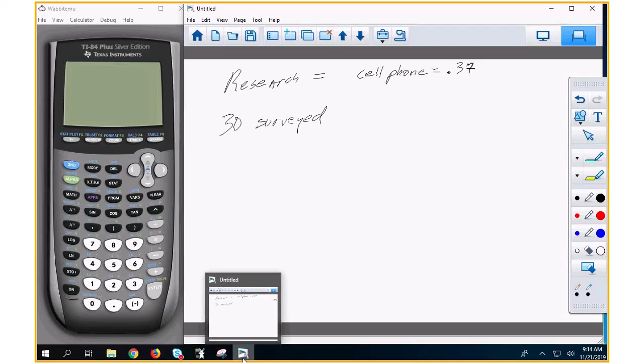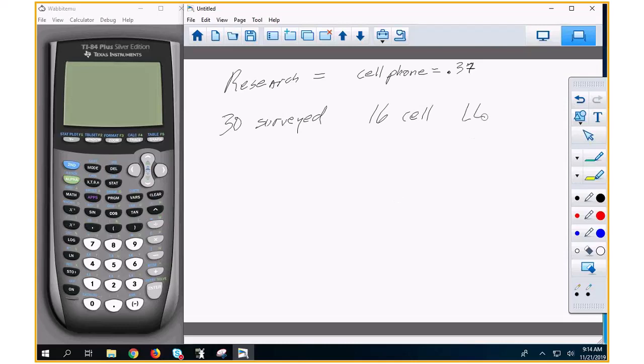Bernie's not going to take care of them. Survey of 30 people, 16 do not have a landline. In other words, 16 use cell phones and do not have a landline. Okay? So that means that what? 14 have a landline, or something like that. Okay?